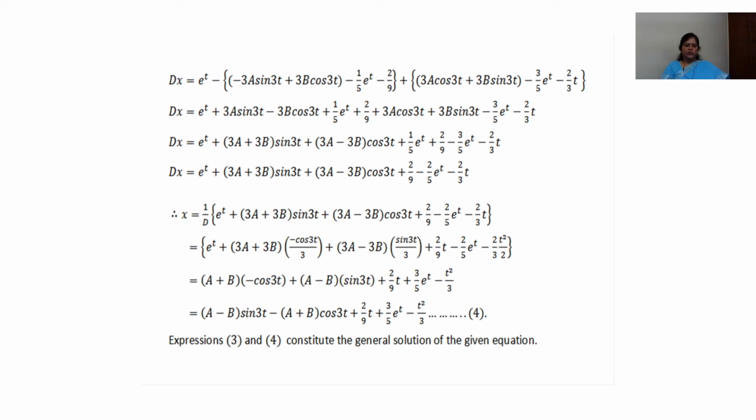So finally the x value is (a minus b) into sin 3t and minus (a plus b) of cos 3t plus 2 by 9 t plus 3 by 5 into e to the power t minus t square by 3. So this is the x value we have. Already we have the y value. These two values constitute the general solution of the given equations.